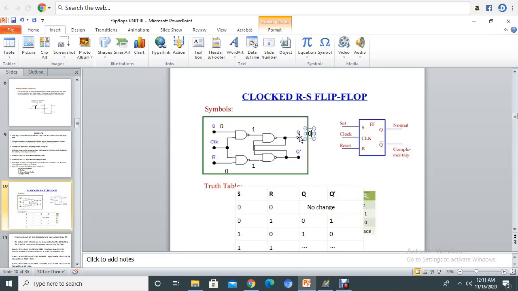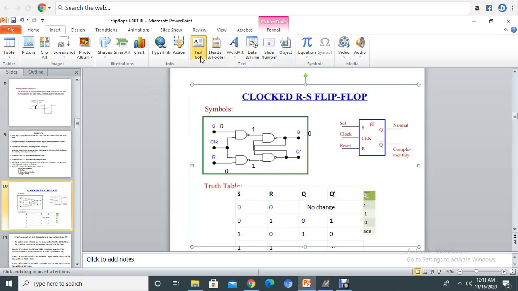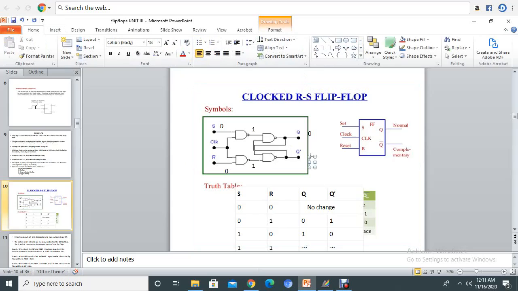So now I am assuming that Q is equal to 0. In the first case, I am taking Q is equal to 0. Now this Q is applied to this NAND gate. So here we have 0. So if any one of the inputs is 0, then the output will be 1. So now Q bar is equal to 1. This 1 is applied to this NAND gate. Now both inputs are 1, so you will get the 0 output.